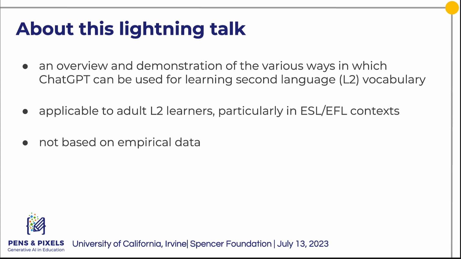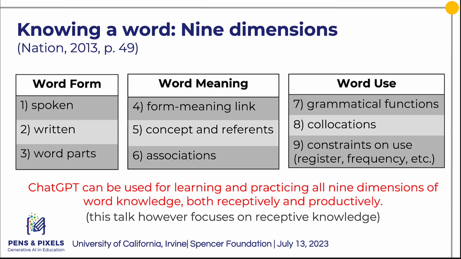This lightning talk is an overview of the various ways in which ChatGPT can be used for learning second language vocabulary. It's applicable to adult second language learners, particularly learners of English. This talk is not based on any empirical investigations. It's based on my rather informal exploration of ChatGPT for the purpose of vocabulary learning, which is my primary research area. So let's start by defining what it means to know a word.